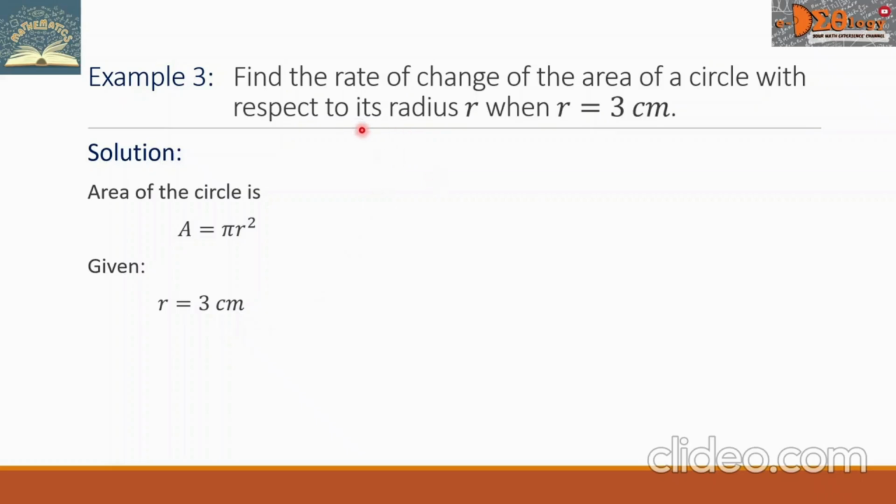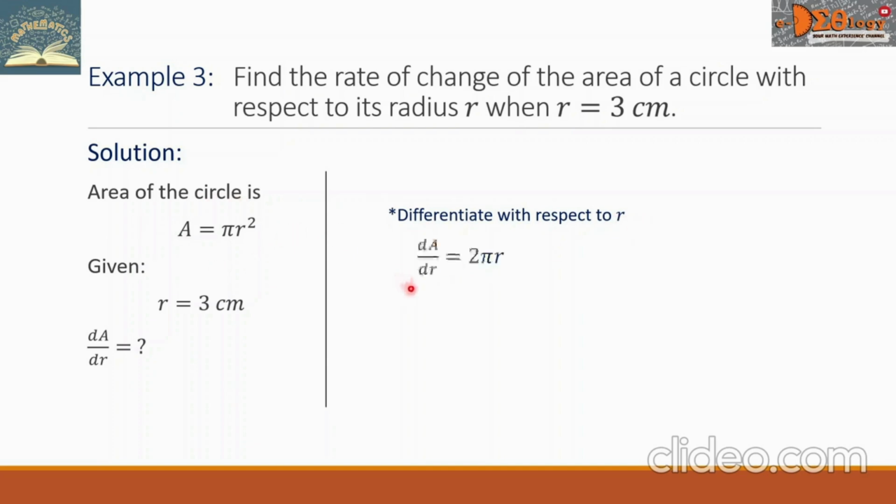In the problem, we need to find the rate of change of the area. So that is the dA over dr, and that is what we want to know. Next step, we differentiate the formula with respect to r. So the left side is dA over dr equals the right side. Derivative of pi r squared is 2 pi r.